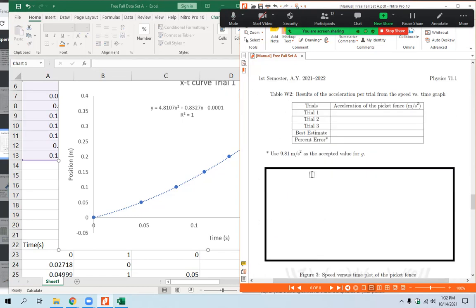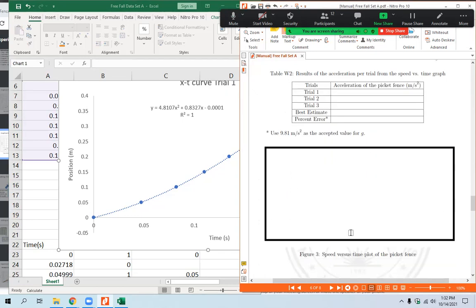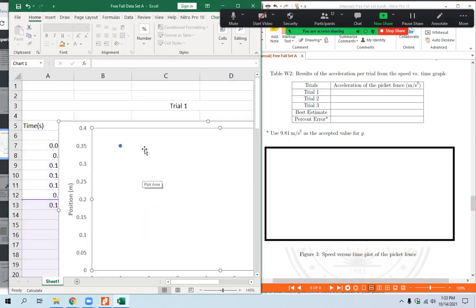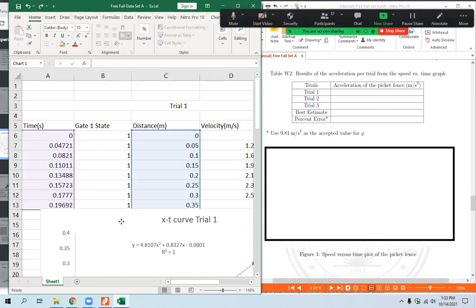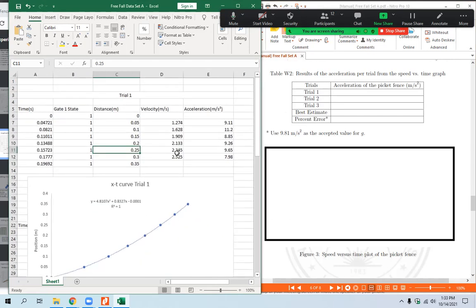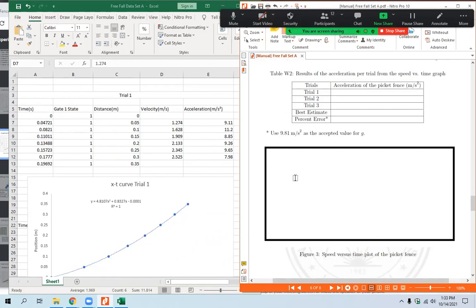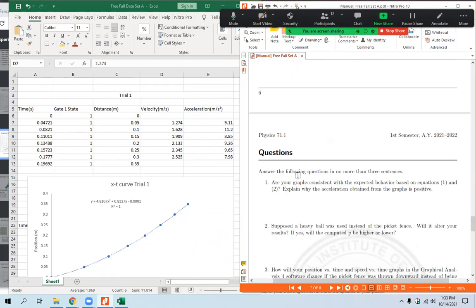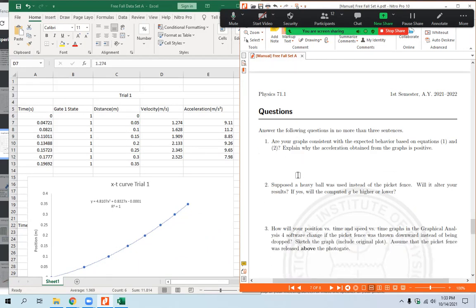So table 2 and graph 2, you do the exact same thing, but for your velocity versus time graph. Kung pansin nyo, yung standard data tables nyo na makuha ay meron namang velocity experimental values din. So you will not have a problem doing this. You'll just do the exact same steps, only for a different column. And lastly, you have your standard questions.